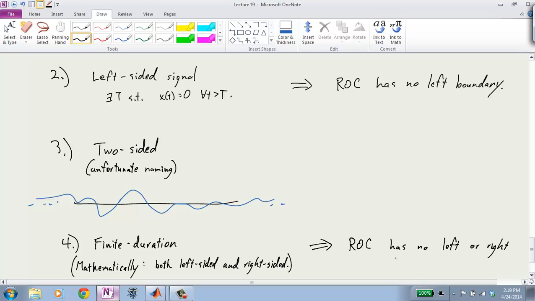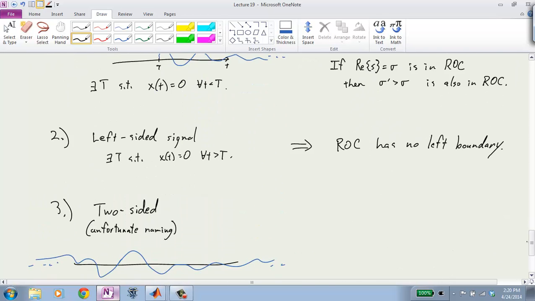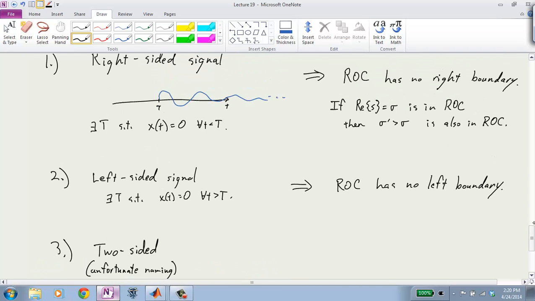In all of these cases, I guess a caveat to all of them, there could be no region of convergence for any of these signals, okay? Because you can always take 1 over t or something, and you don't converge no matter what happens, right? But we're not really going to dwell on those cases.